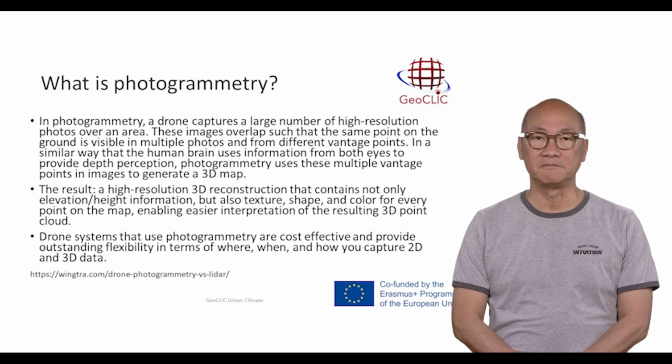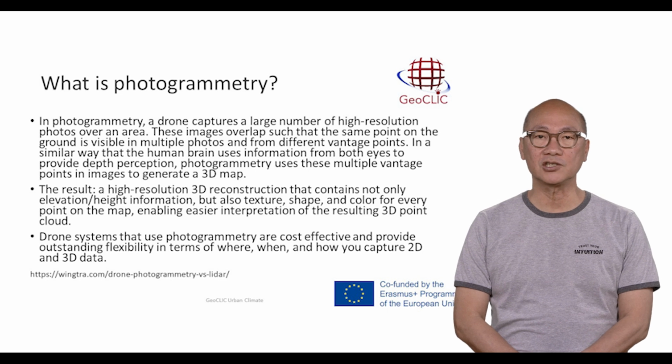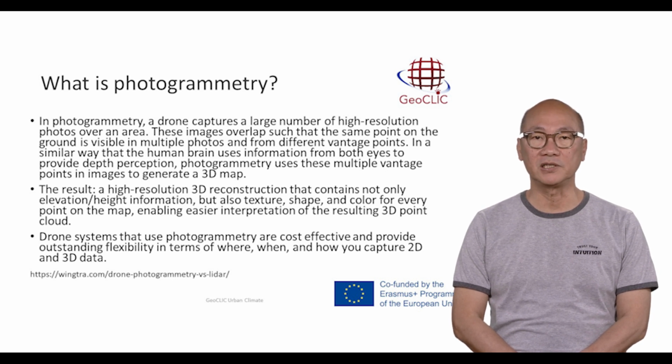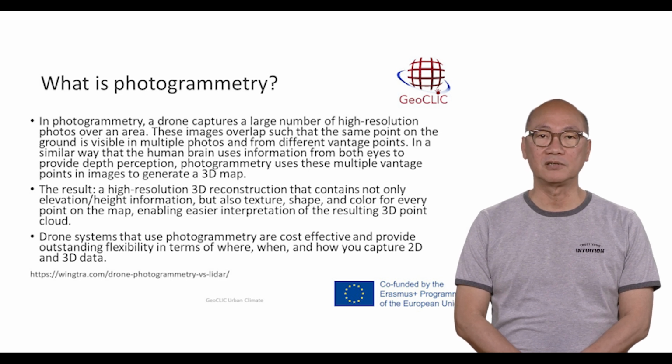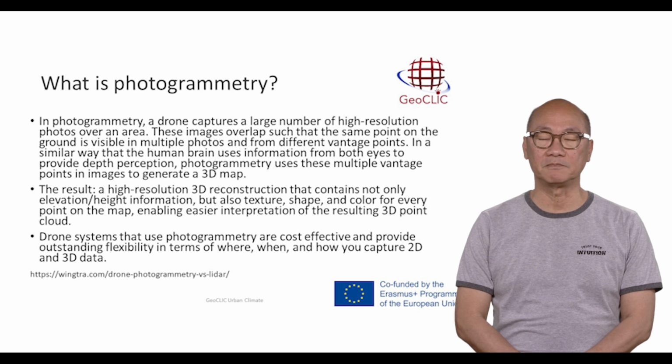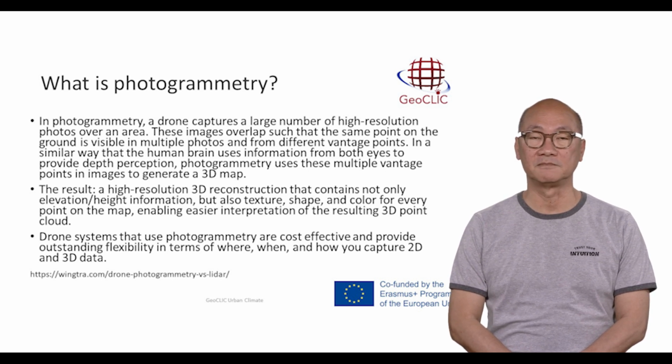What is photogrammetry? A drone captures a large number of high-resolution photos over an area. These images overlap such that the same point on the ground is visible in multiple photos and from different vantage points. Photogrammetry uses these multiple vantage points in images to generate a 3D map. The 3D point clouds include also texture, shape, and color for every point on the map. Drone-based photogrammetry is cost-effective and provides more flexibility in acquisition compared with Lidar.